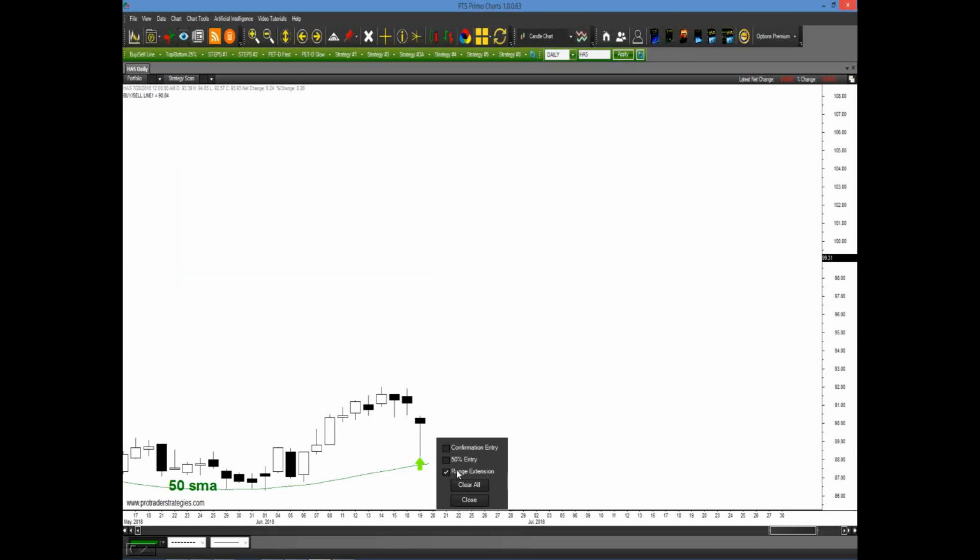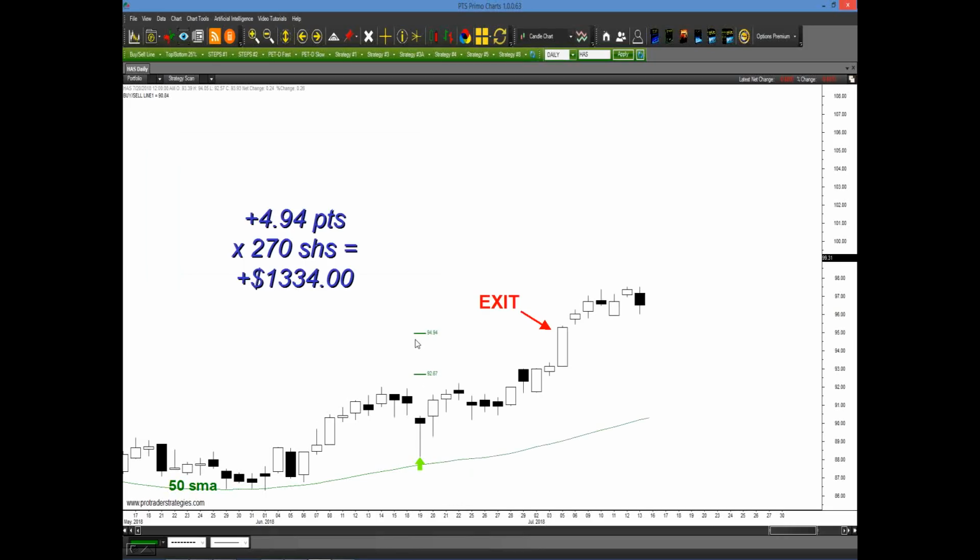And now where do we get out? Well, we calculate our range extensions. And here's range extension 1 and exit range extension 2. Okay? So we see here we exited and we made, using the setup I shared with you today, where once we get up to range extension 1, we move our stop to unchanged and we exit everything at level number 2. Well, we made nearly 5 points, 4.94 points on 270 shares. That would have come out to about a little over $1,300 less commissions in 2 weeks. Not a bad trade, right?